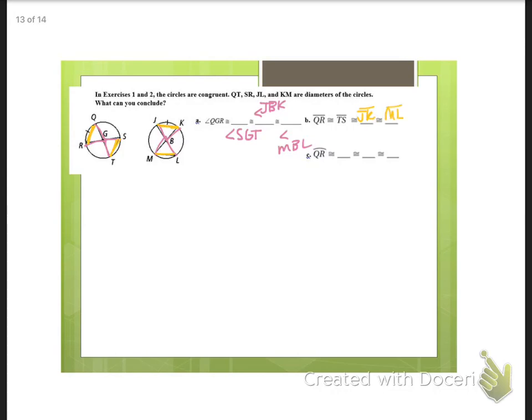Then we do our arcs. QR matches with ST, which matches with JK, which matches with ML.